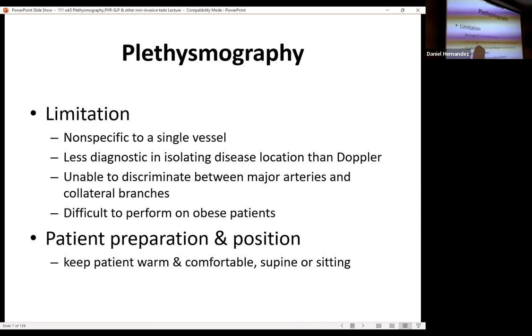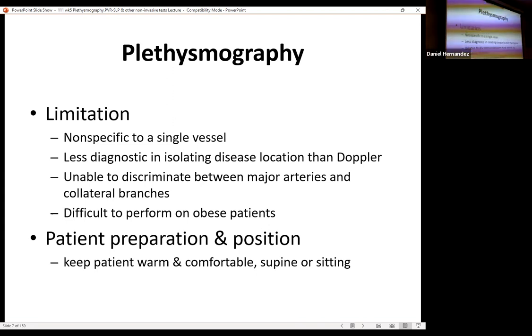So plethysmography does have some limitations. It's non-specific to a single vessel. If the patient has collateral vessels, or if the disease is below the knee where multiple vessels are involved, we can't single out whether it's anterior tibial, posterior tibial, or peroneal. So that's one of our limitations. It's less diagnostic for isolating disease location than our Doppler. With the Doppler, we can isolate the location of the disease.